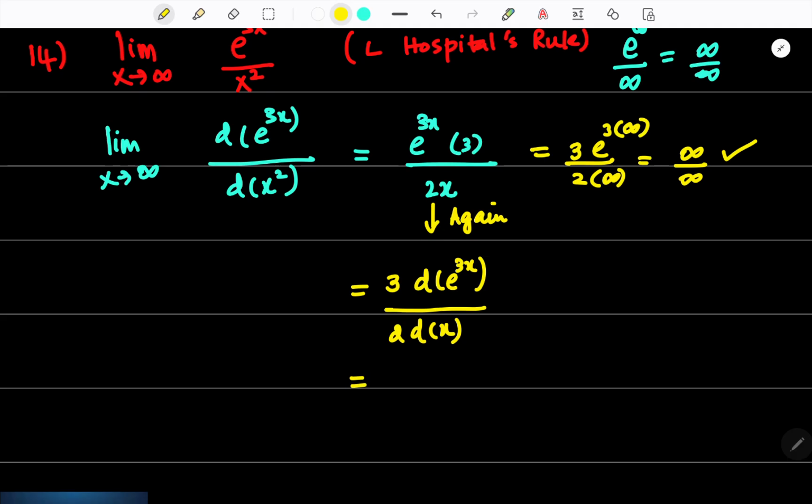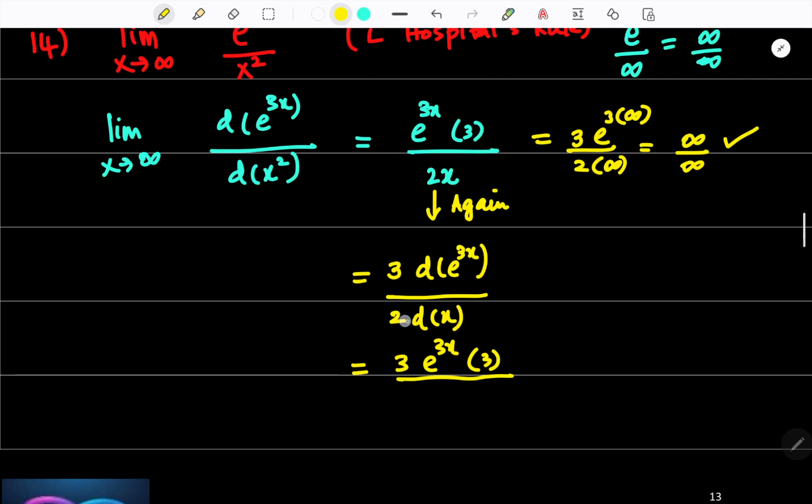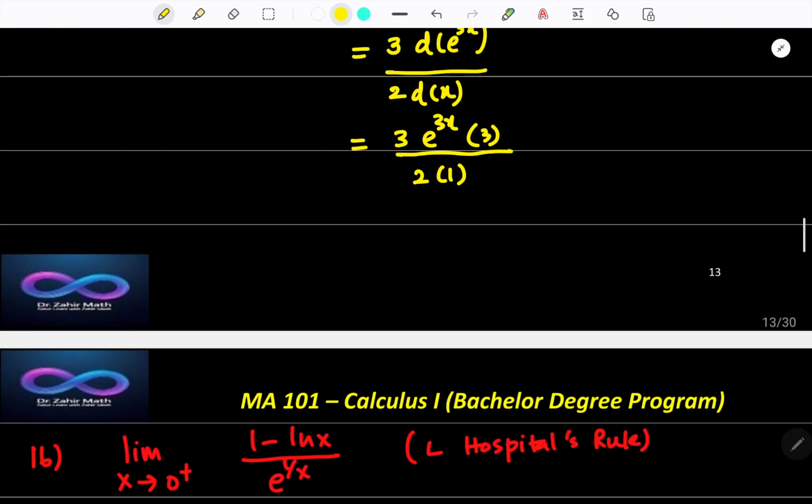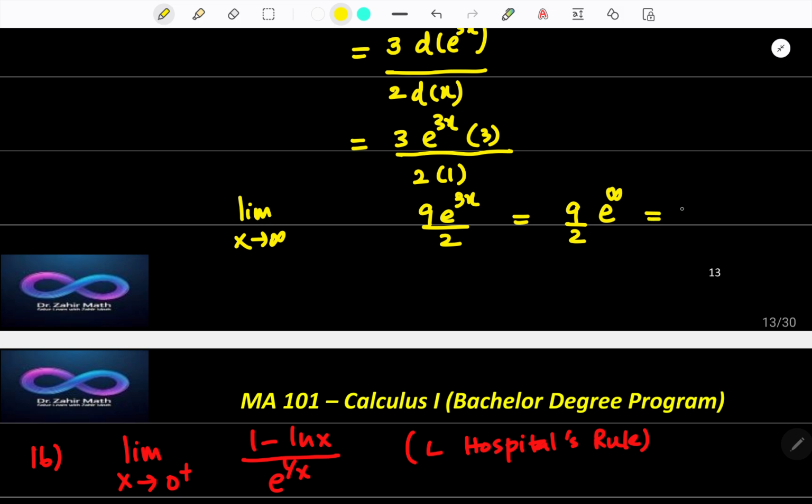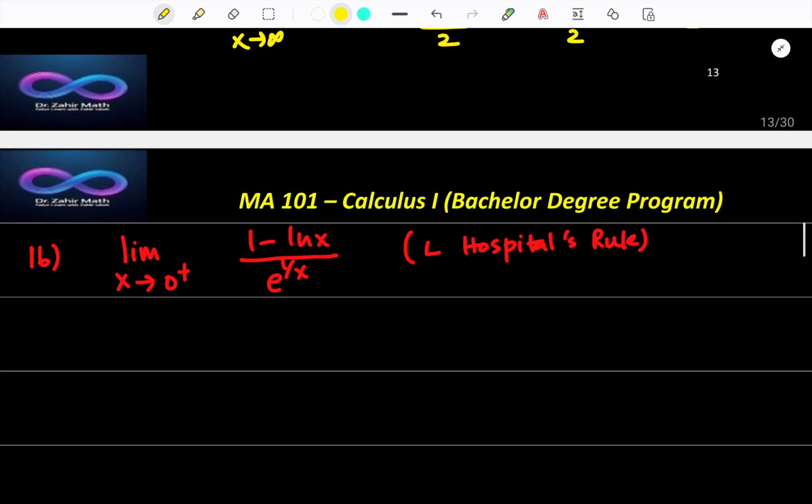So this equals, when I differentiate this one, e power 3x times 3 divided by, when I differentiate x, I will get 1. So 2 into 1. So I'm getting the answer: 3 times 3 is 9 e power 3x divided by 2. Limit x goes to infinity. So when I put infinity now, 9 by 2 e power infinity is infinity. So we are getting infinity. Clear everybody? Right. Infinity is allowed, but infinity by infinity is not allowed. Let's go to the next question.